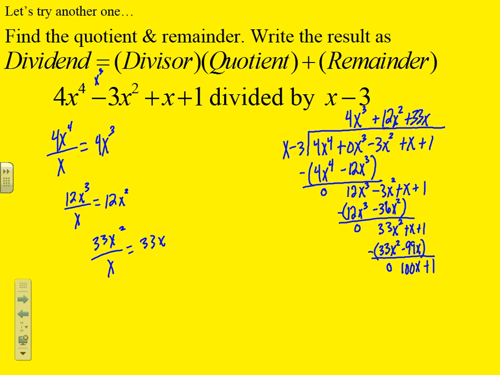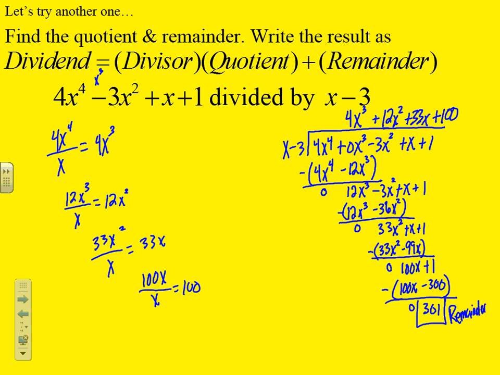So we got one more leading term to compare. 100x divided by x is 100. Wow, this is turning out to be a pretty big quotient here. So follow through one more time. Multiply the 100 by the divisor. 100 times x is 100x. 100 times negative 3 is negative 300. Subtract the expression. 100 minus 100 is 0. 1 minus negative 300 is 301. And so here, there's nothing else to bring down. There's our remainder.